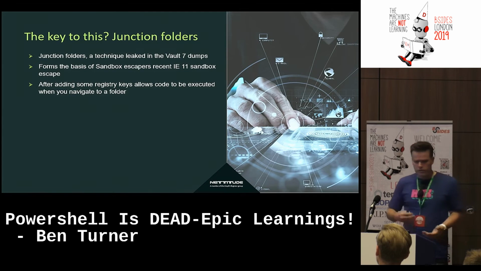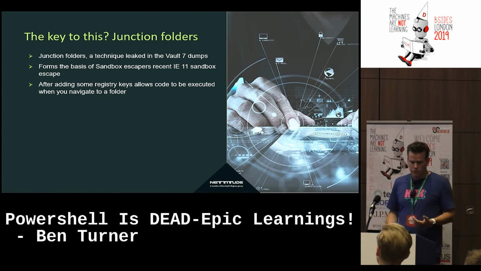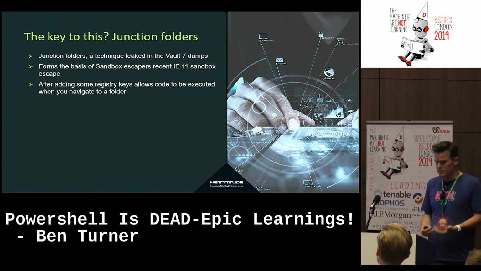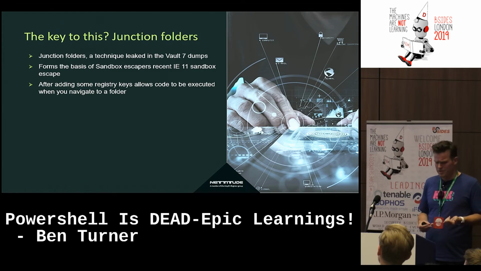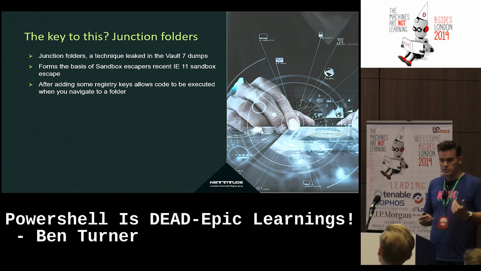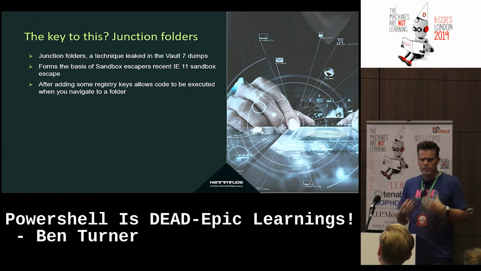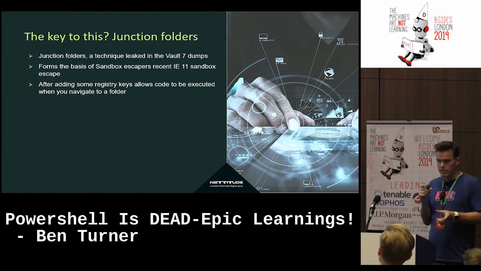So how does this work? The key to it is a concept known as junction folders. This was a technique that was leaked in the Vault 7 dumps. I haven't linked to it, of course, but it's out on the internet. Very, very interesting read. It forms the basis of SandboxEscaper's recent sandbox escape, I think about a week or so ago, out to the medium integrity IE process. Essentially, you can add some registry keys, and then you can build a folder within a certain format that, if you navigate to it, is going to load a DLL of your choosing within that process.